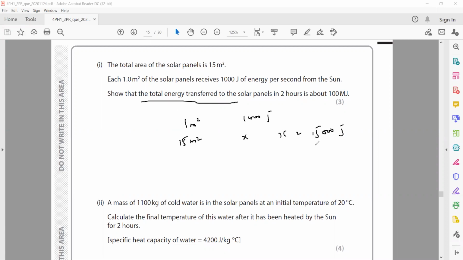That is received each second. But what we want is for 2 hours. So we convert the time, the 2 hours, into seconds, because this is for 1 second. This is the energy which we receive in 1 second. So in 2 hours, 7200 seconds, we will receive X. So cross multiply, which will come out to 108 megajoules of energy.